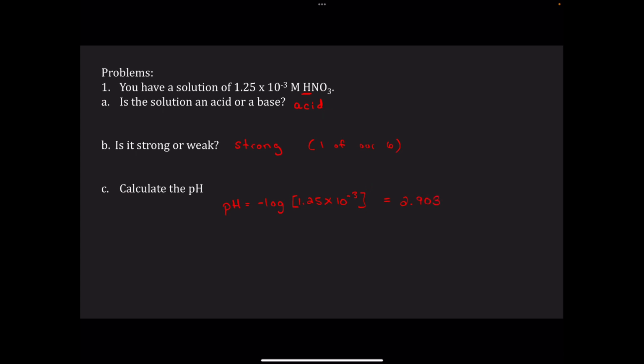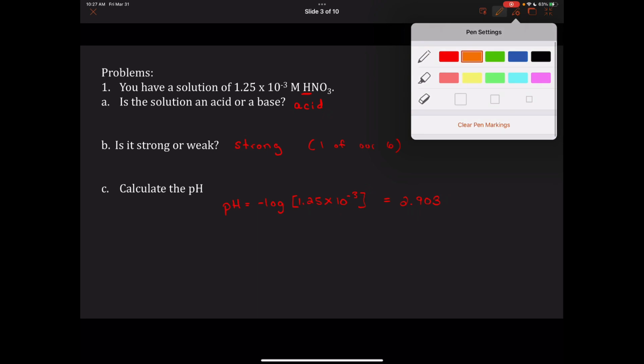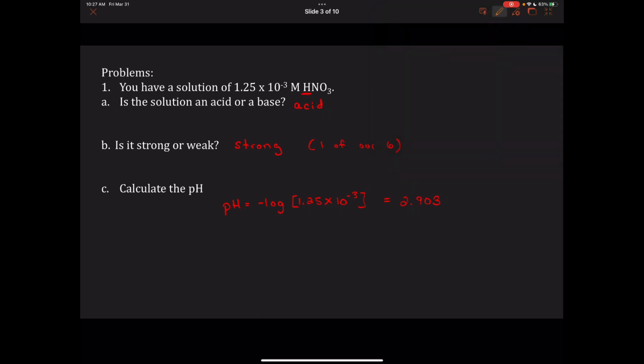2.903. So again, remember talking about our significant figures. My concentration here, 1.25, has 3 significant figures. Remember, when we take logs of things, our significant figures show up in the decimal places only. So I need to make sure that I reflect my 3 significant figures by having 3 decimal places.